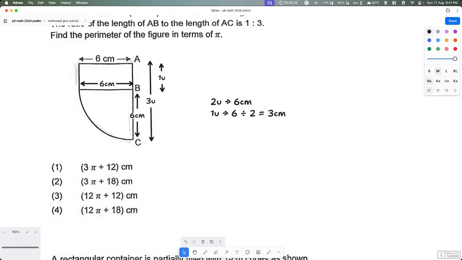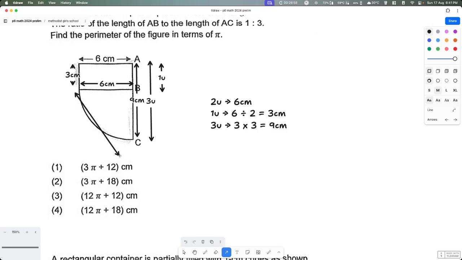So we want to find the perimeter of the figure. Let me put all the things in: 3 centimeters, and then we have this also 3 centimeters. You don't need this, you need the 3 units, right? 3 units equal to 3 times 3, which is 9 centimeters. So this whole thing over here is 9. And then we just need to get this whole thing as well, right? So this one.